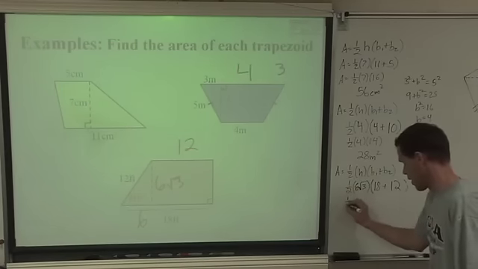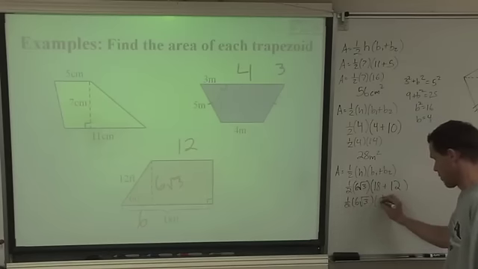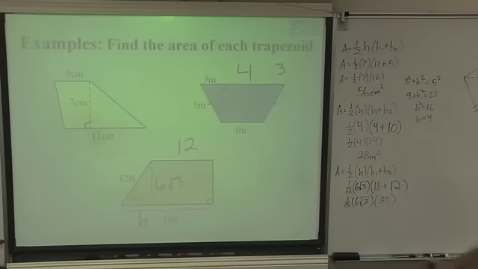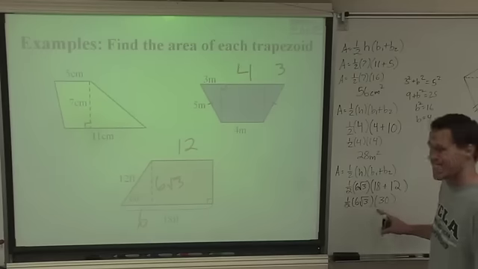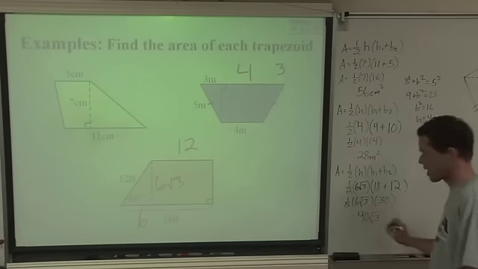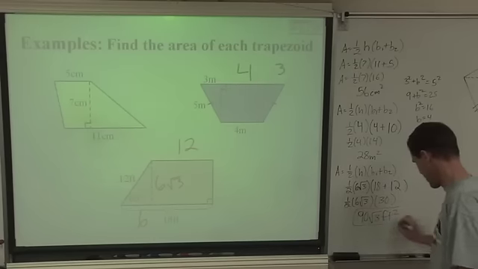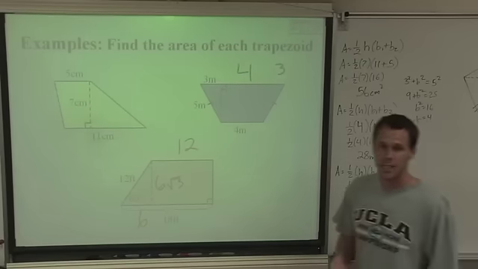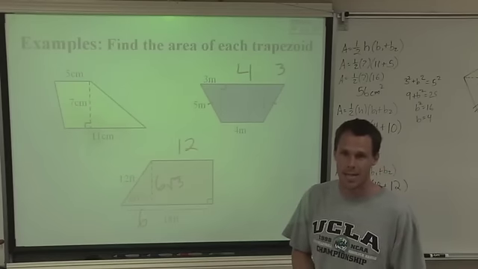We can now say 1/2, 6 radical 3 times 30. 1/2 of 6 is 3. 3 times 30 is 90. So 90 radical 3 feet squared. There's our third example. We now move over and look at rhombi and kites.